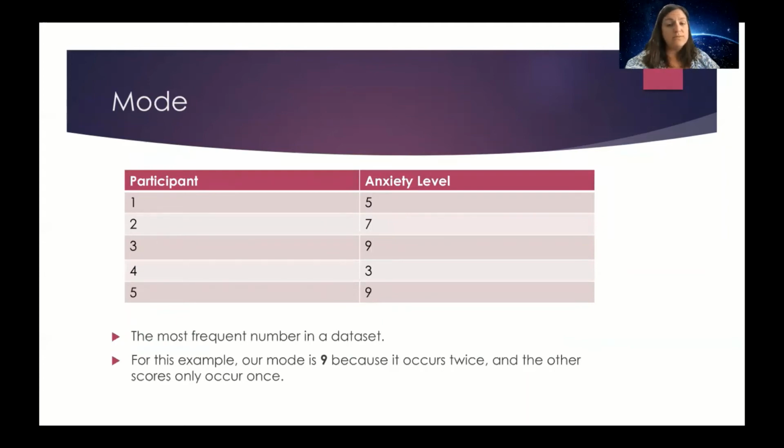Then you might want to look at the mode. The mode is the most frequent number in a data set. So in this case, you can actually very easily see that 9 occurs twice, and all the other scores only occur once. So 9 in this case is the mode because it's the most frequently occurring number in the data set. 5 occurs once, 7 occurs once, 3 occurs once, but 9 occurs twice. So that's considered the mode.